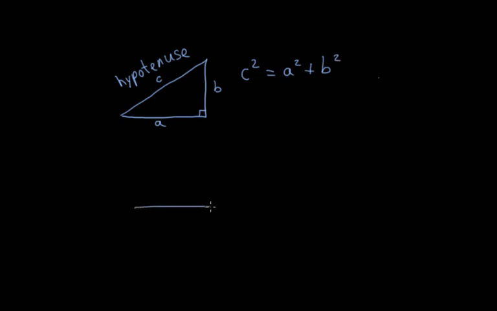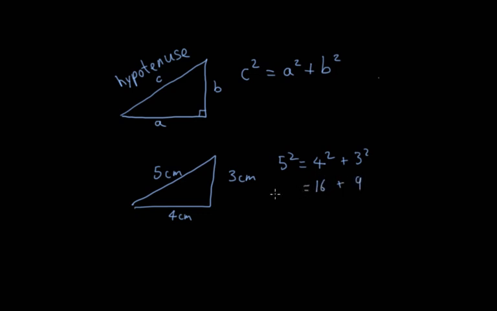So, quick example, if this is 4 centimetres and this is 3 centimetres, this will be 5 centimetres, because 5 squared equals 4 squared plus 3 squared, because that's 16 plus 9 equals 25.